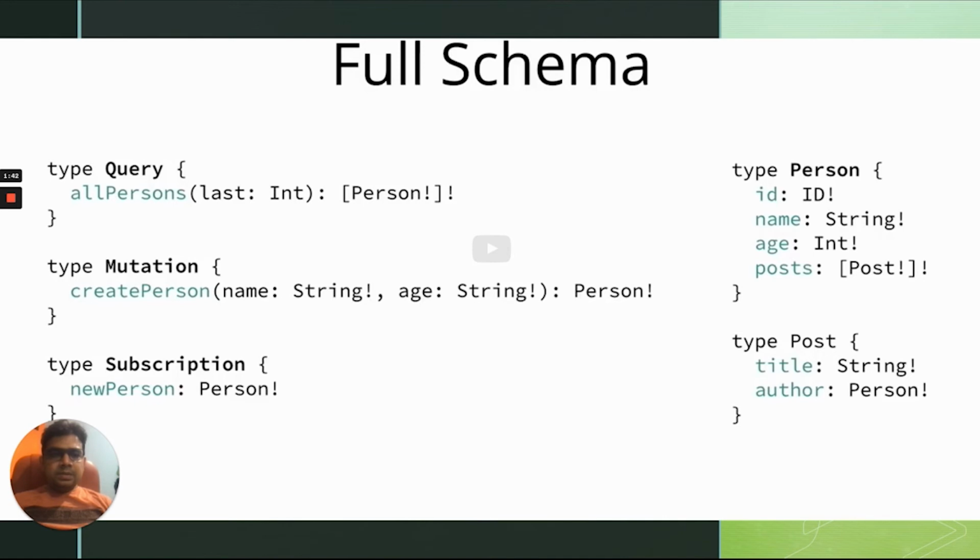Now, a full schema will look something like this, where for a given type person and post, I can have queries such as to get all persons, or a mutation which will create a person, or a subscription which returns me the data whenever a new person gets created. Typically the architect or the system design level person defines the schema before starting the coding part. In the last video, I had given a demo of all this. If you have not watched our last video, please go and watch it.